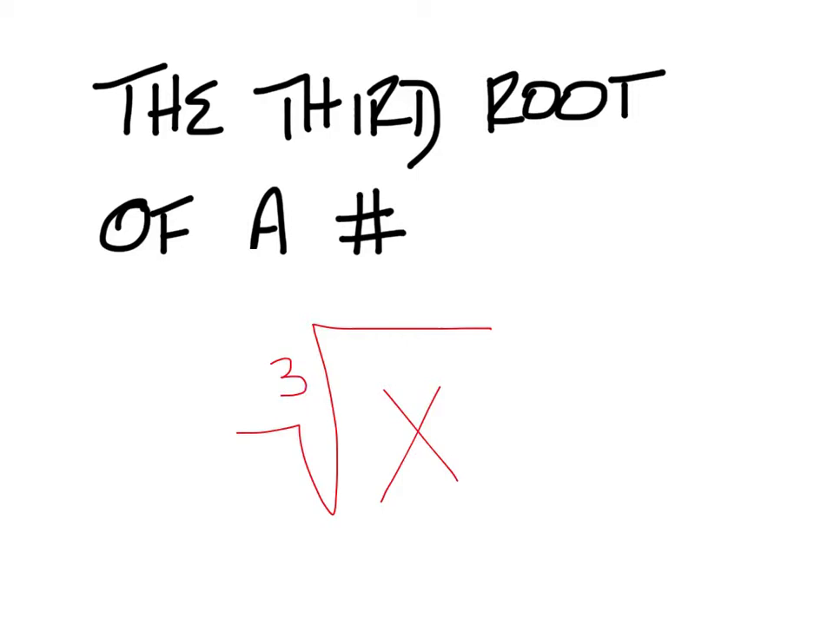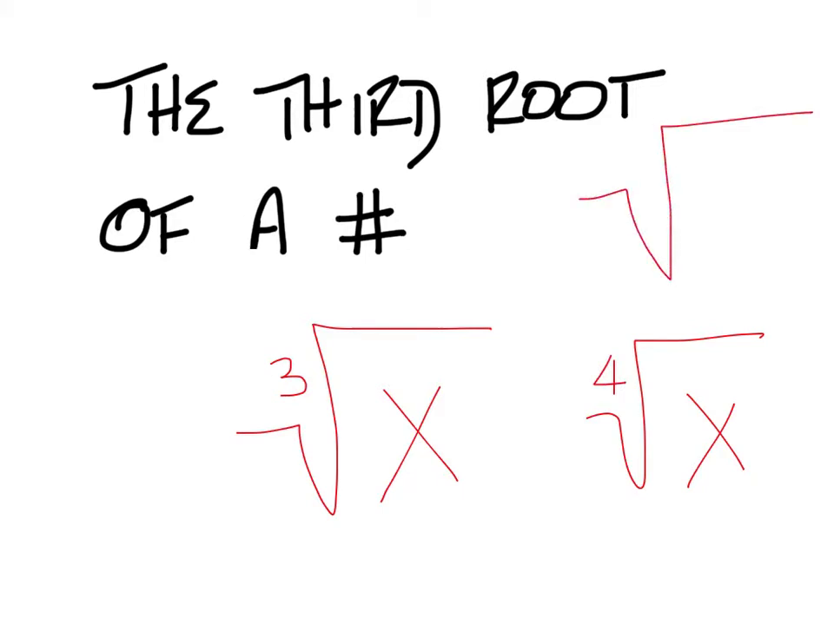If I had the fourth root of a number, what do I put? A 4 there. This by itself is the square root, and it means that there's a 2 there, but you never write it. But there's supposed to be. It's kind of like 1x. You never write the 1, you just write x. Here's example 2.